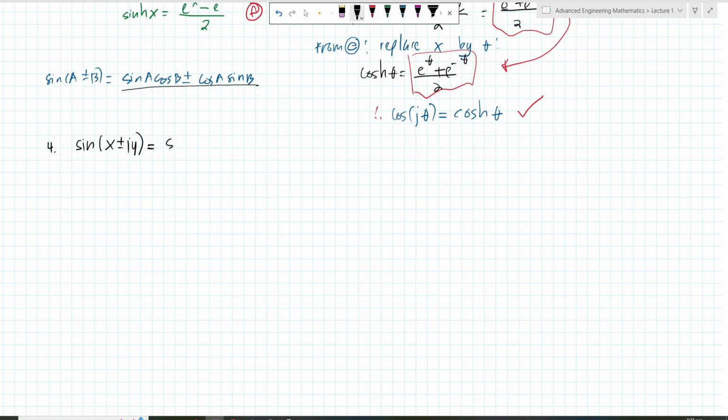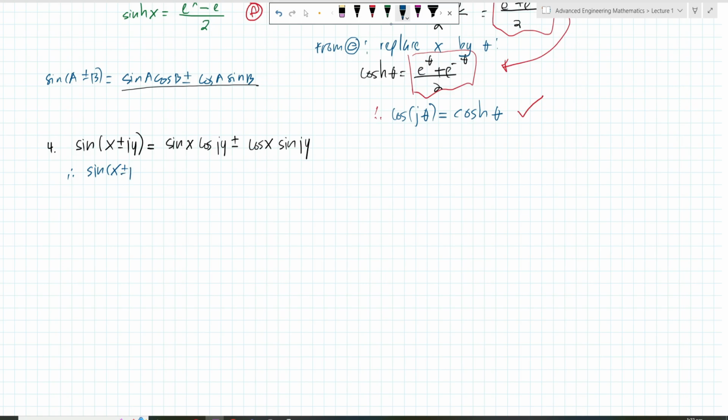So it becomes sine of x cosine of jy, plus if plus, minus if minus, and then cosine of x sine of jy. What you need to rewrite here are cosine jy and sine of jy. Whenever the complex number j is inside, you have to rewrite it. You need to remove it or take it out. Got it?